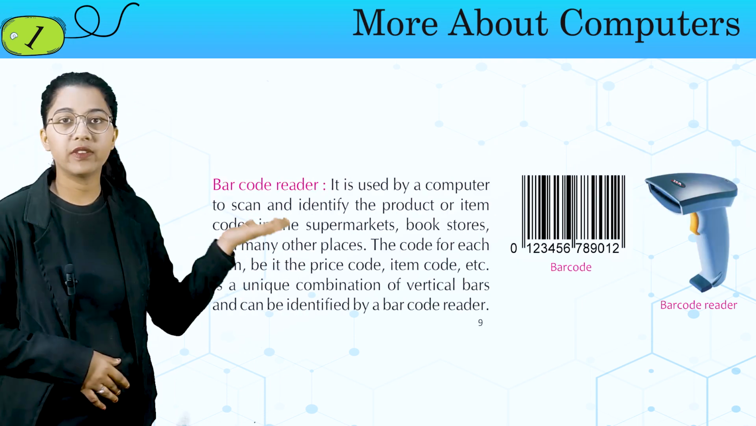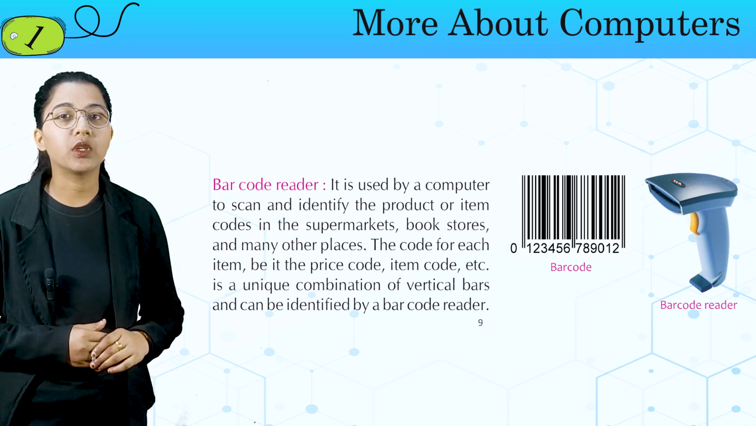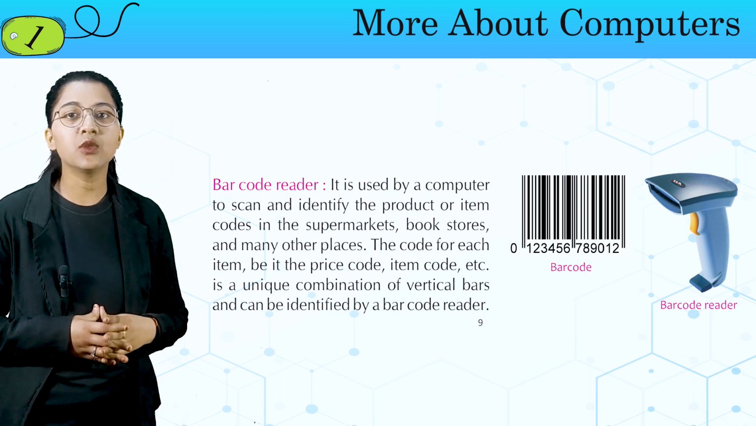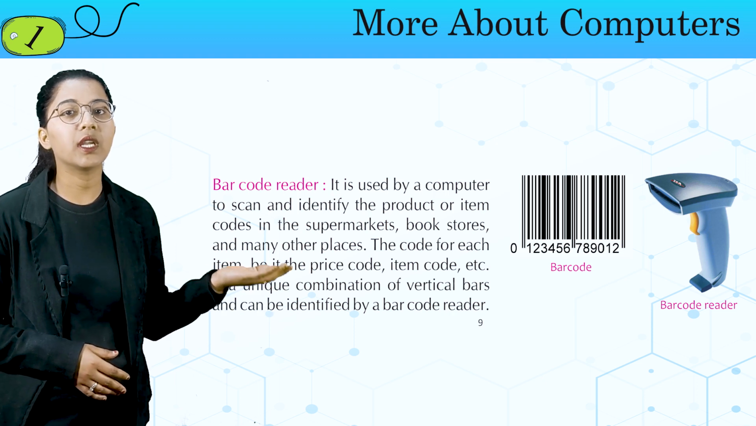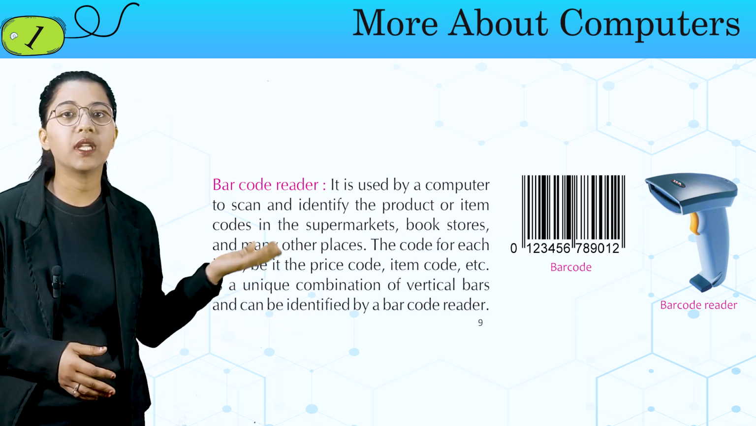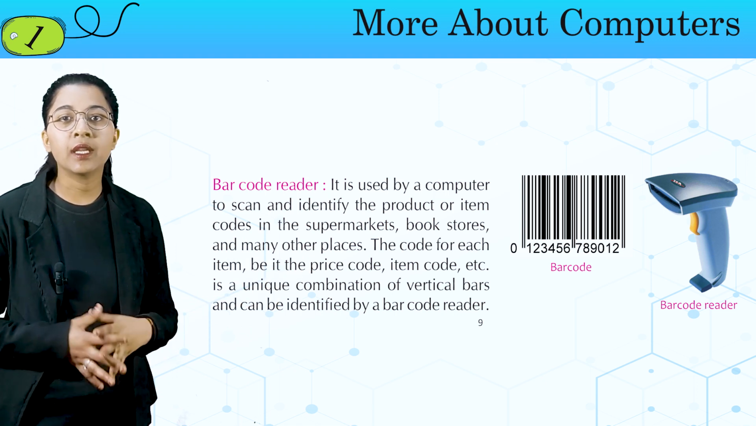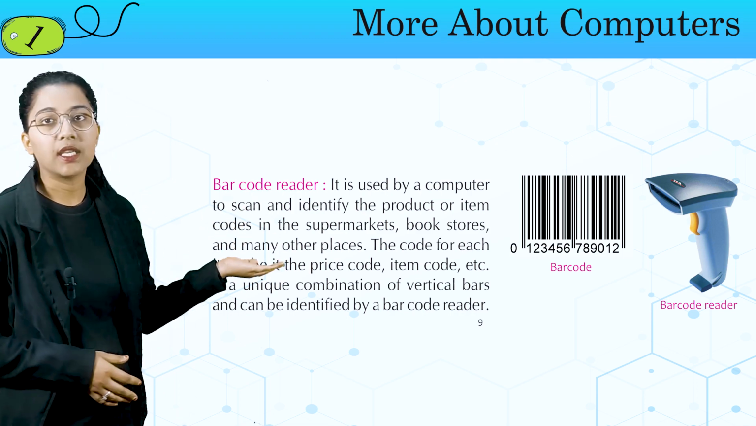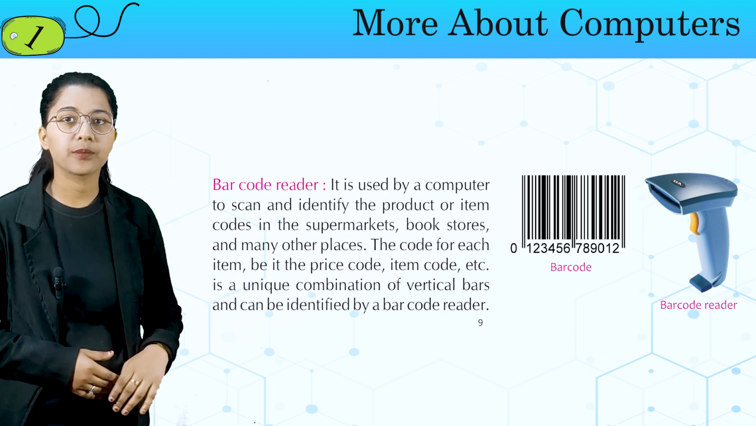So let's read. First, barcode reader. It is used by a computer to scan and identify the product or item code. In the supermarkets, bookstores, and many other places, the code for each item, be it the price code, item code, etc., is a unique combination of vertical bars and can be identified by a barcode reader. Here you can see a barcode and a barcode reader.